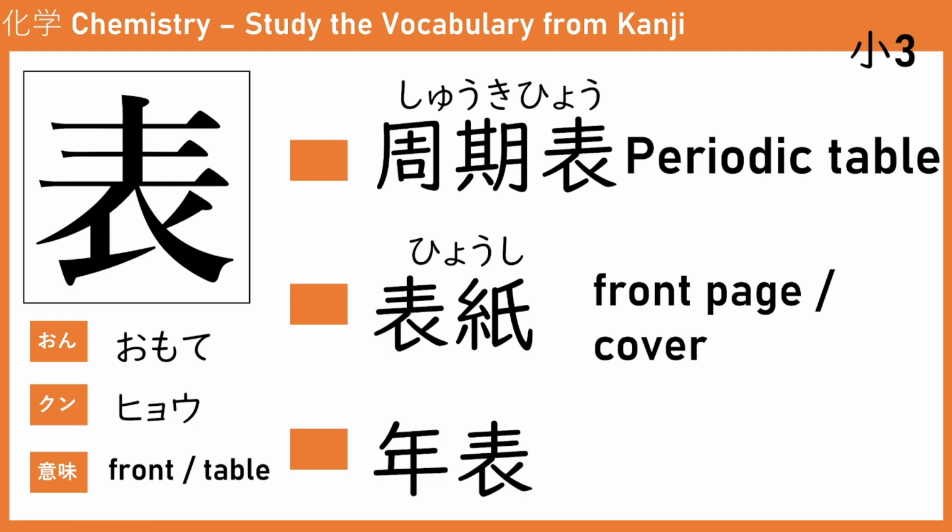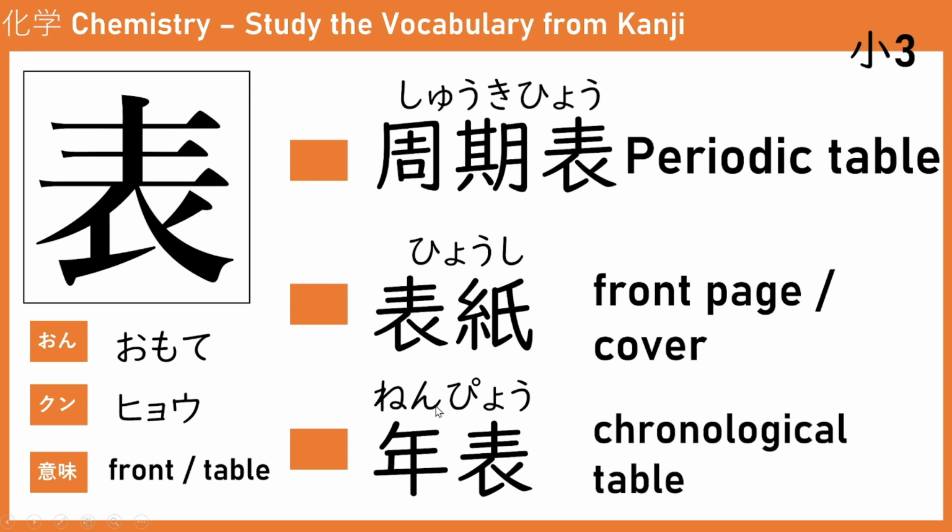Next one is nempyo. Okay, so we got hyo here, but when you put n behind this word, it becomes pyo. So it's not nenhyo, it's nempyo, which means a chronological table. So like on this year, this date, this month, what happened? Like in Japan, there was an earthquake, there was a tsunami, or for example, an election. All written in the chronological table. So this one is nempyo.